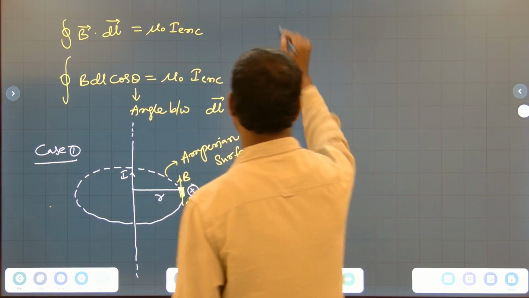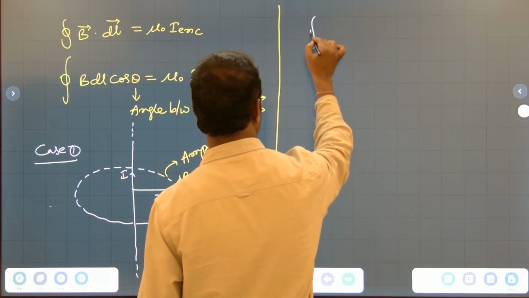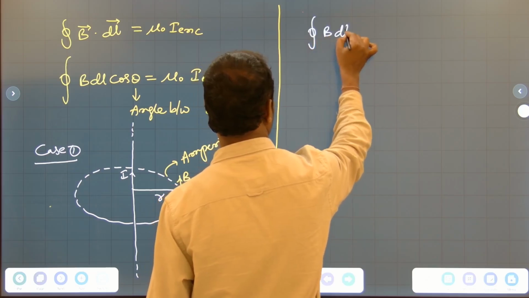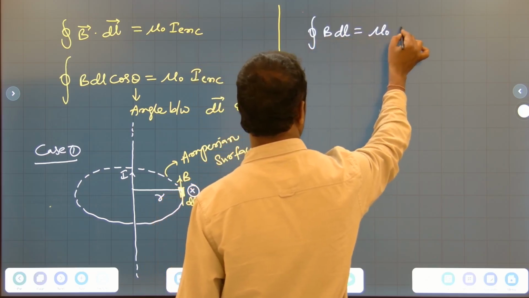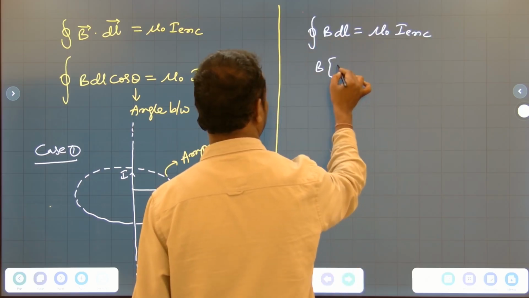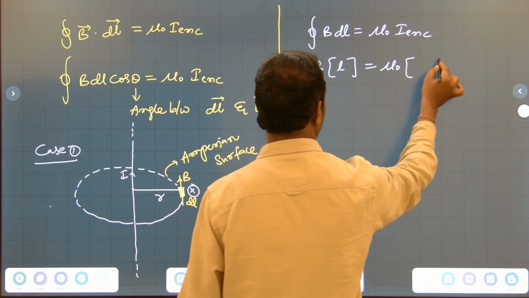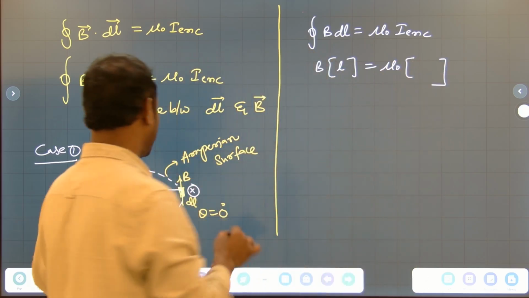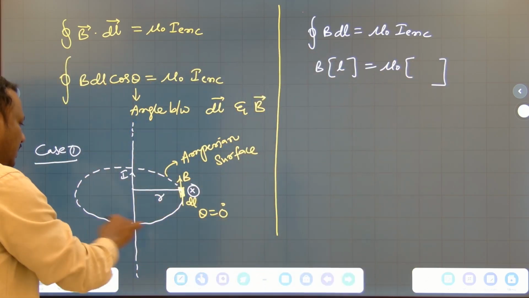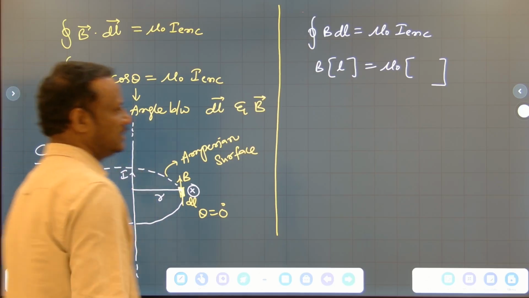Ampere's law. So what is Ampere's law? Closed integration over B dl is equal to mu naught times I enclosed. So B integration over dl is equal to mu naught times I enclosed. What is the current enclosed in the given Amperian surface? The current is I.